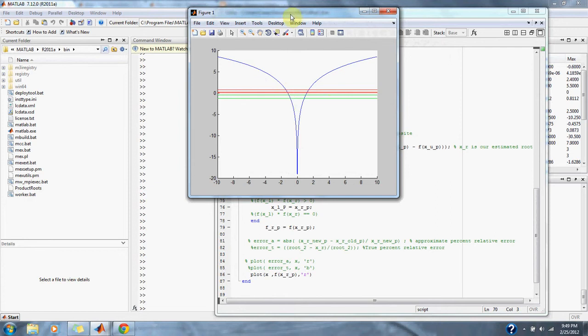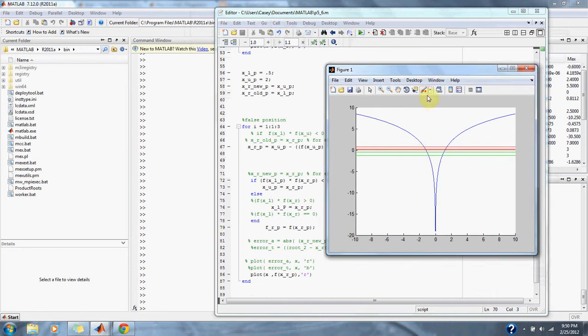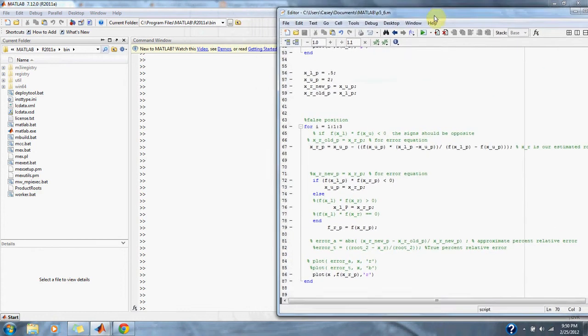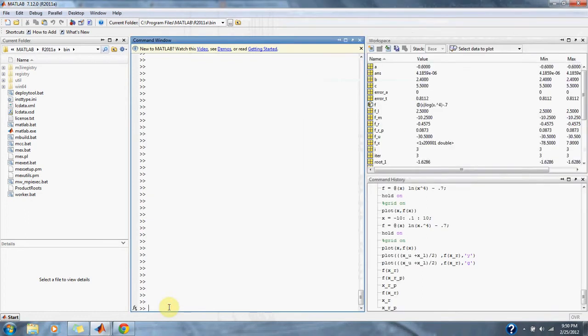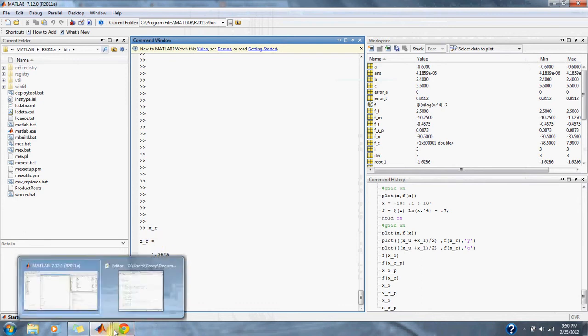And here you can see both equations getting closer and closer to the point zero on the graph that we want. In red is the false position, in green is the bisection method. So now we just ran our equation, so x sub r is our bisection method, and x sub r p is our other method, the false position method. And they are relatively close on three iterations.